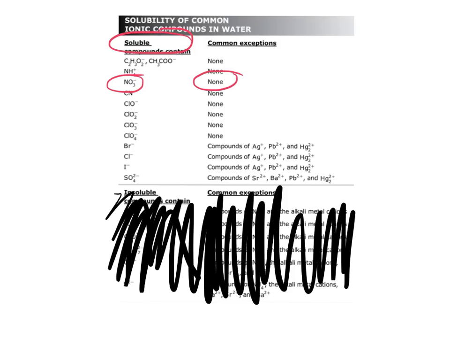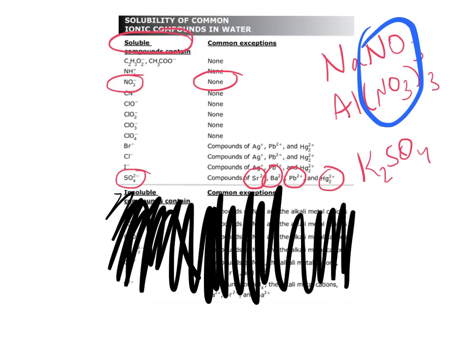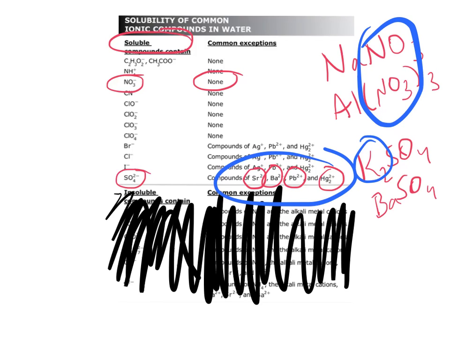But if you have a compound with sulfate, usually it will be soluble. But if it's with strontium, barium, lead, or mercury, it will not be. So that means NaNO3 is soluble, and AlNO3 is soluble because these are both with nitrate. But say, K2SO4 will be soluble, but BaSO4 will not be, because one of them is with potassium, which is not an exception, and one of them is with barium, which is an exception.